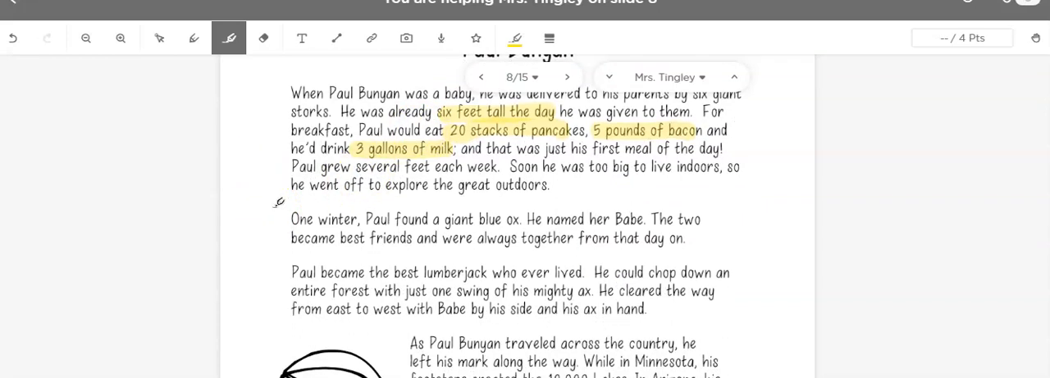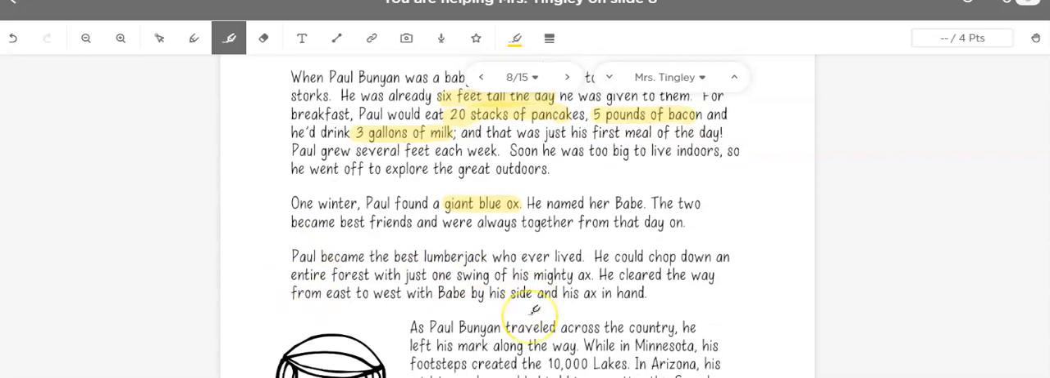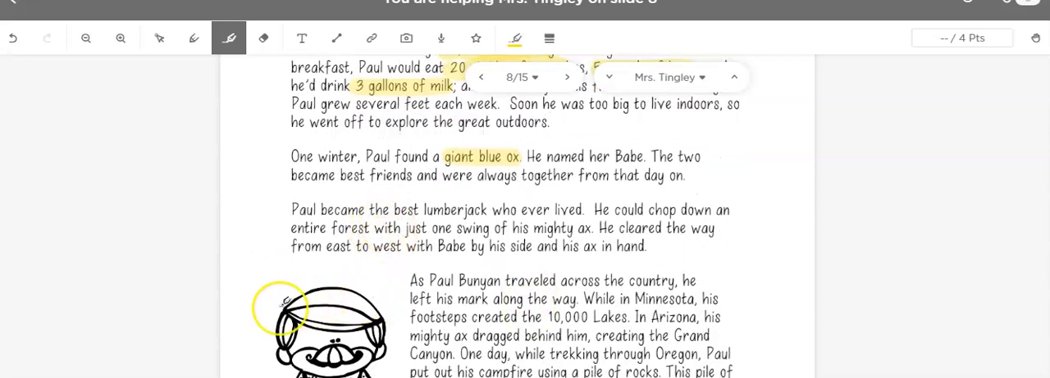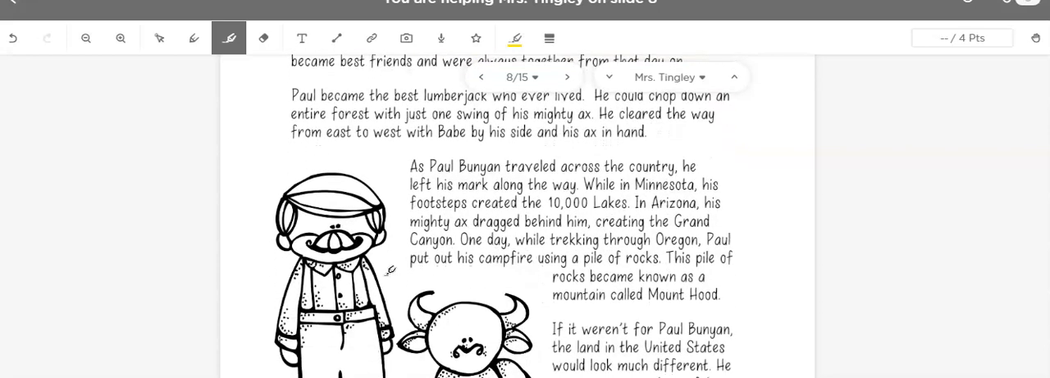One winter, Paul found a giant blue ox. Well, ox are not blue. That's an exaggeration. He named her Babe. The two became best friends and were always together from that day on. Paul became the best lumberjack who ever lived. He could chop down an entire forest with just one swing of his mighty axe. He cleared a way from east to west with Babe by his side and his axe in his hand.